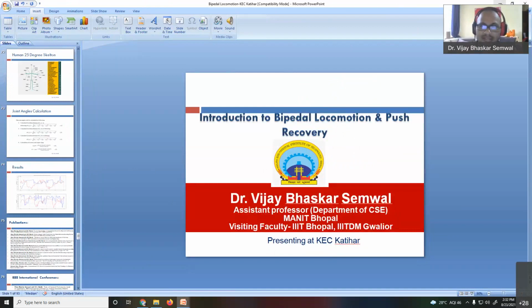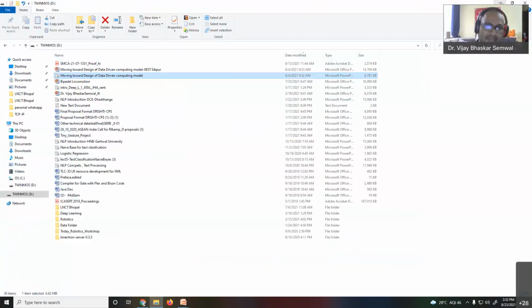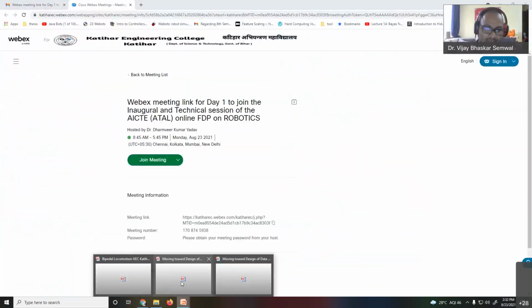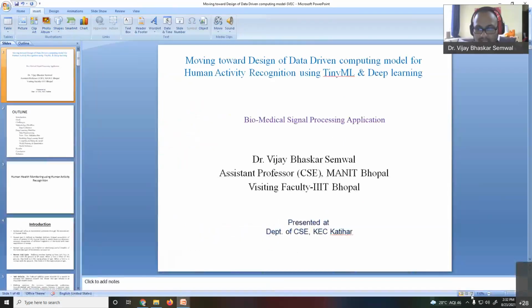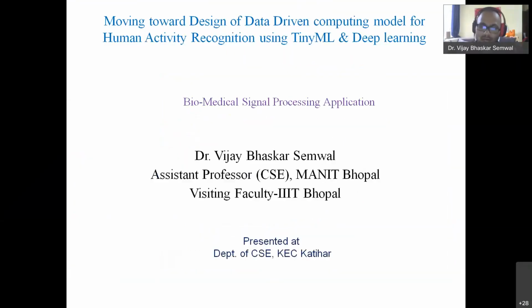And this time we'll learn some experimental things also, in which we'll see how to implement human activity recognition code in deep learning using Python. So this also we'll learn. Let us start. The topic of my talk is the design of a data-driven computational model for human activity recognition using TinyML and deep learning.